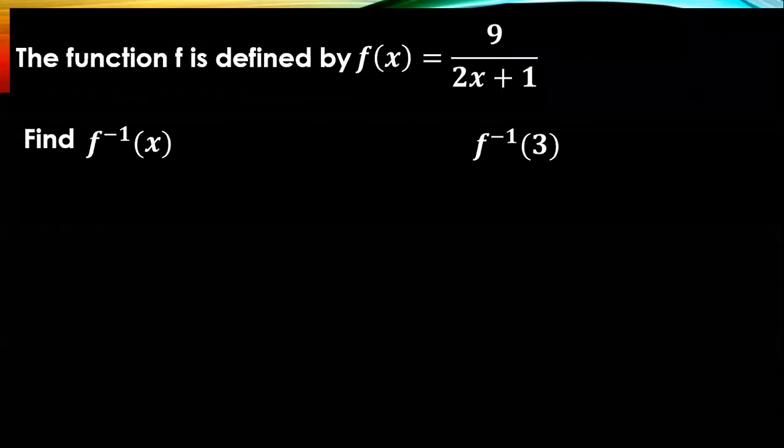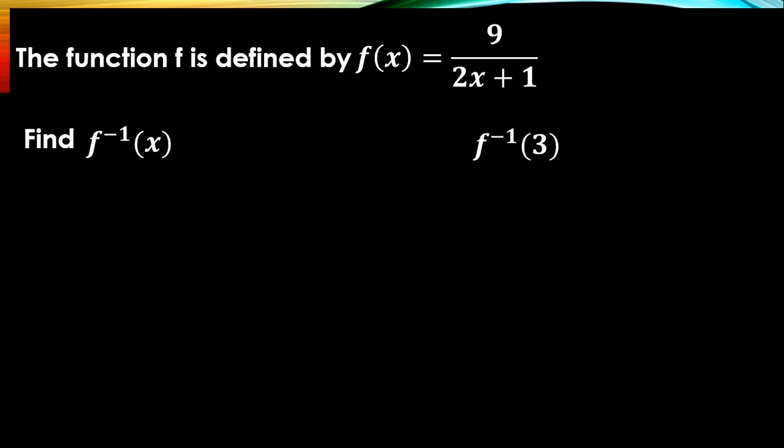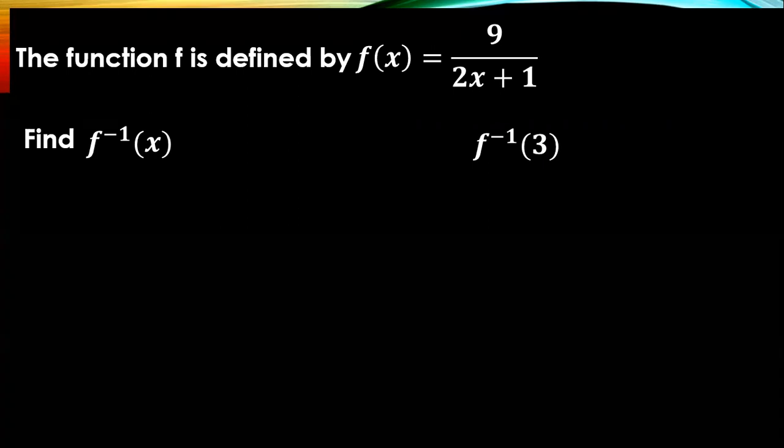Let us look at another example. If the function f is defined by f of x is 9 all divided by 2x plus 1, we are going to find the inverse of the function f, after which we are going to find the inverse of the function f of 3. So let us first find the inverse of the function of x.